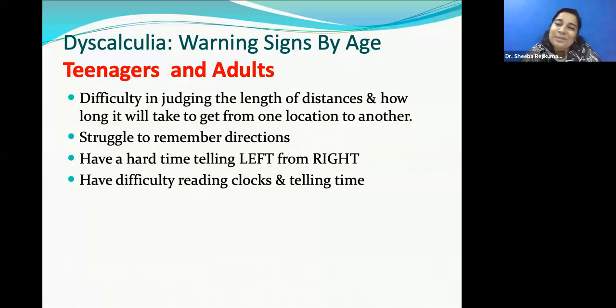Then they'll struggle to remember directions. How many of us are able to say north, south? Sometimes you just lose your control. You don't know how to remember directions. Not with everybody. We all have LDs in a small way. When we judge it, we'll know.